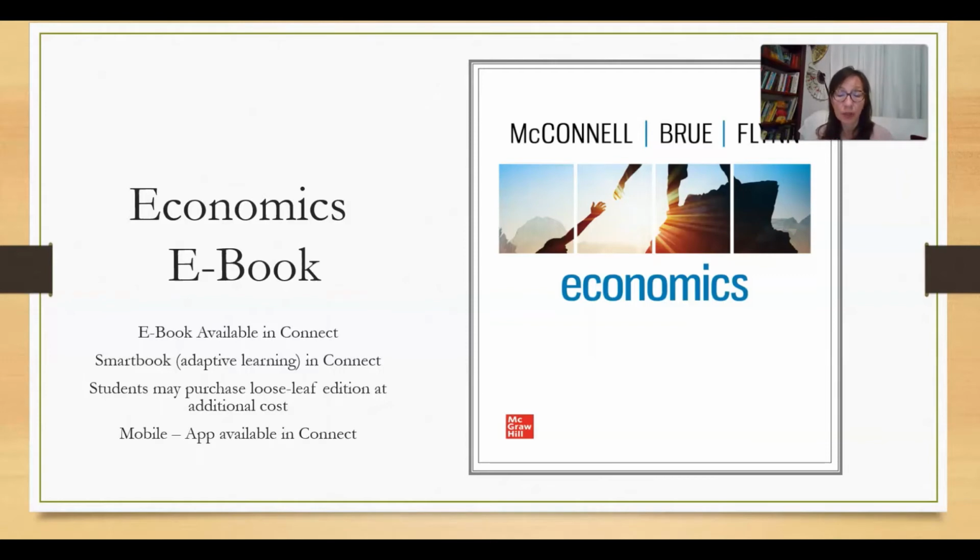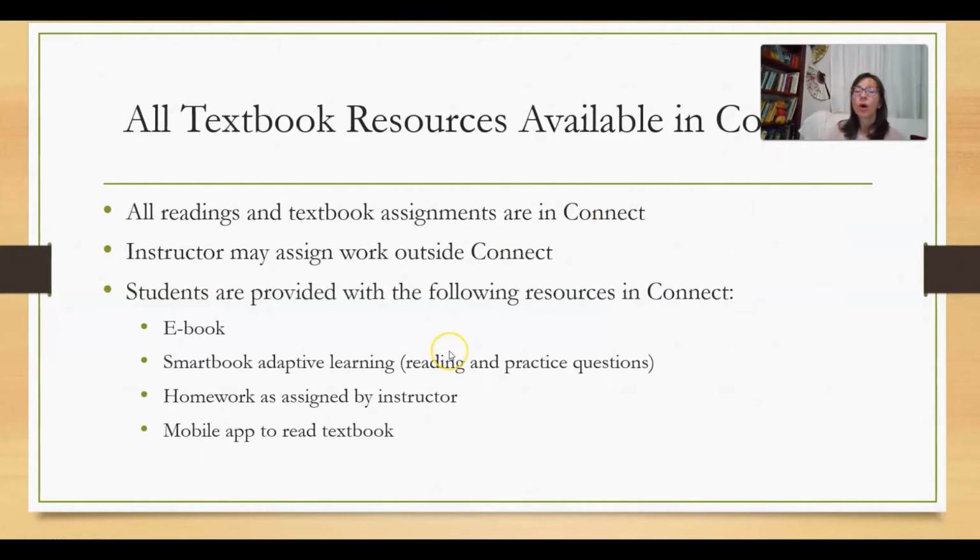Along with the ebook, you will also be assigned Smart Book adaptive learning modules in Connect. You can also purchase a loose leaf edition at an additional cost, and there's a mobile app available to you in Connect as well. So you do have a book and you are expected to read it. All the resources are available in Connect, which is why you are required to purchase your access code. All the readings and textbook assignments you will find in Connect.